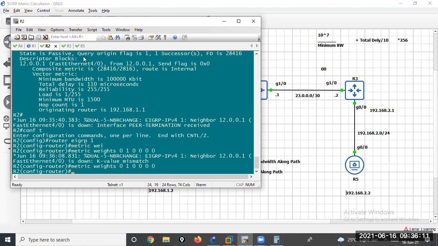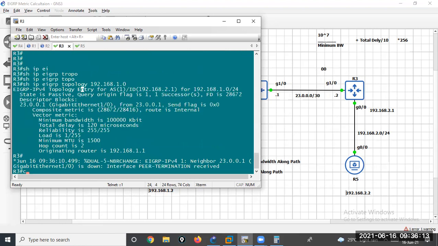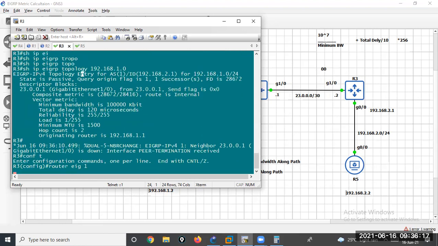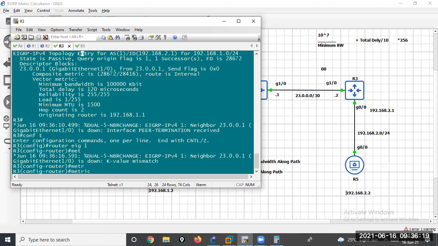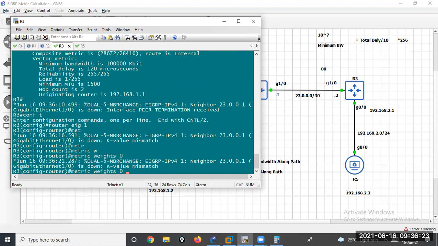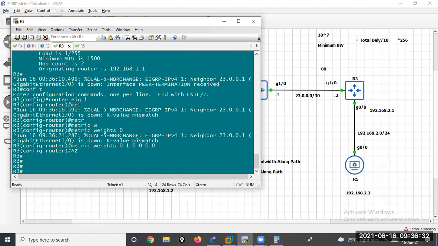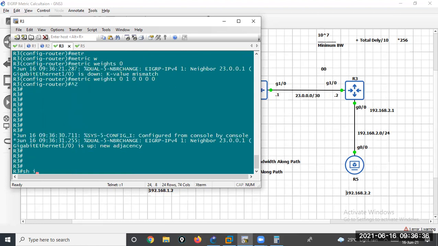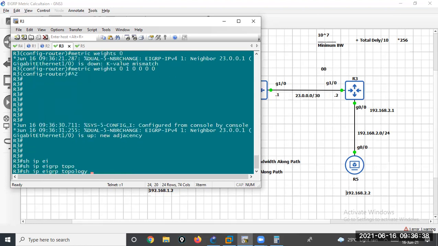Enter. Again, come to router 3. Here also the same. Router EIGRP 1, metric weights. The first value is 0, bandwidth K1 is 1, K2 is 0, K3 is 0, K4 also 0, K5 also 0. Right. Now see the topology table in R3: show ip eigrp topology.